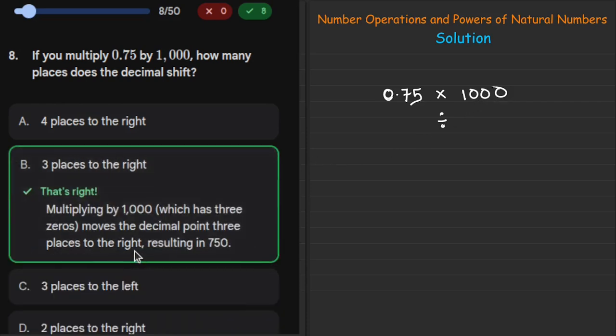So 3 times. Hence, if we do the multiplication, what becomes of our answer? We have 0, then our 75. Since there's no number here, we can introduce a 0, then move thrice. So with that, we are going to get 750 with a decimal point here, which is 750.